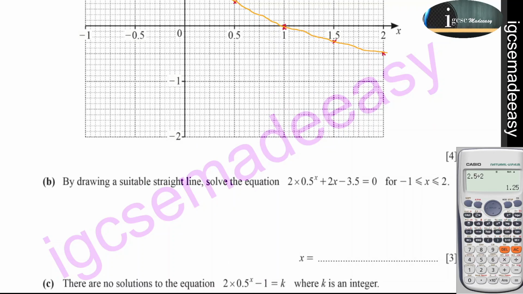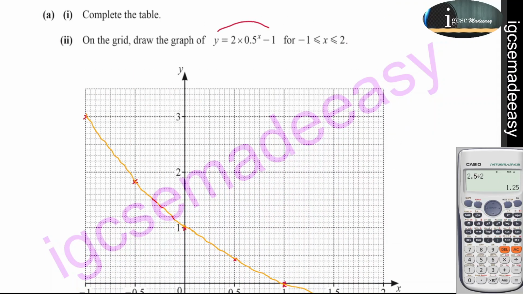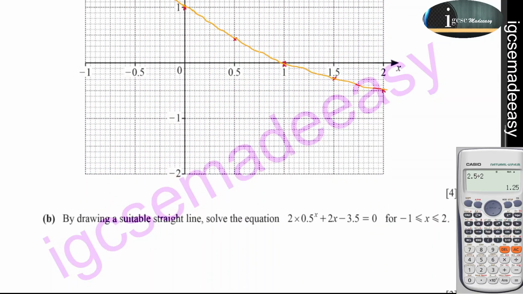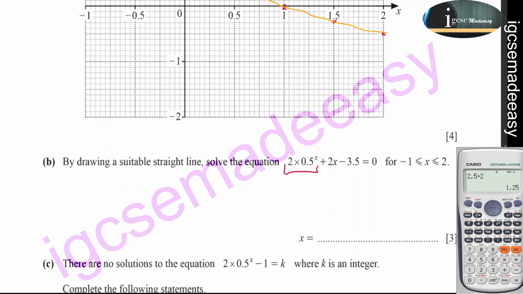So what we can do is, we know that we can get this 1 over there. So it will be y plus 1 equals 2 into 0.5 raised to the power x. So y plus 1 equals that. You already have 2 into 0.5 raised to the power x over here, and that is equal to y plus 1. So we'll write this as y plus 1 instead, because I already converted it in the previous one. So y plus 1 plus 2x minus 3.5 equals 0.